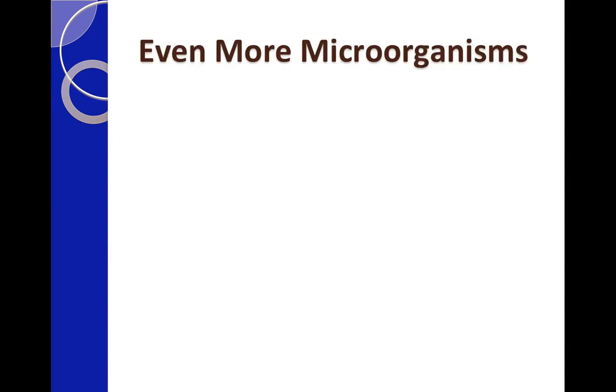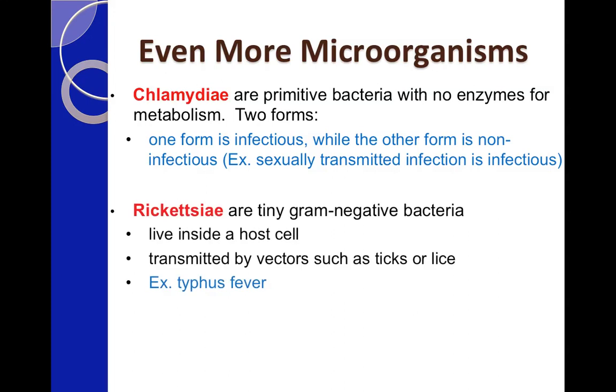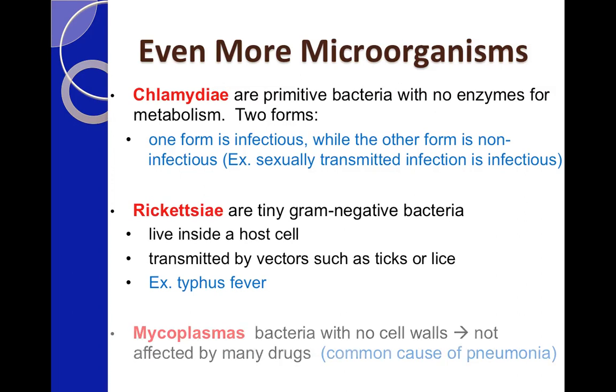And even more microorganisms to finish off on. Chlamydia are a type of primitive bacteria. One's infectious, one isn't. The sexually transmitted version is the infectious version. Rickettsia are tiny gram-negative bacteria that are transmitted by certain vectors such as ticks or lice. Typhus fever is an example of this type of microorganism. Again, one that thrived in non-sanitary conditions.